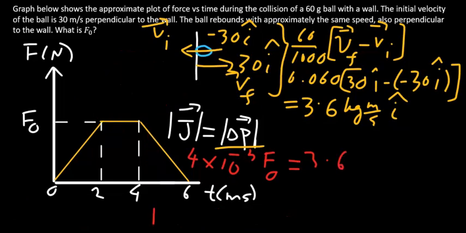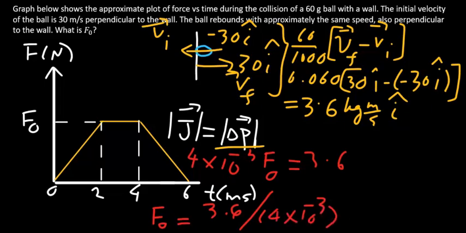And now you see you can determine the maximum force F naught. It is 3.6 divided by 4 times 10 to the power minus 3. And the answer should come out in the units of newtons. And the answer is 900 newtons. And that solves the problem.